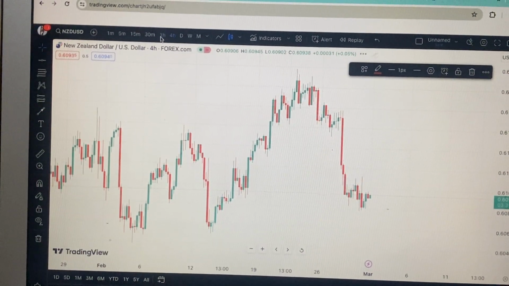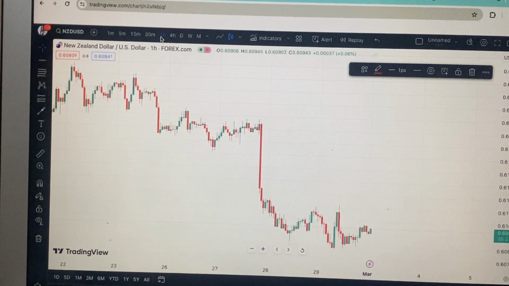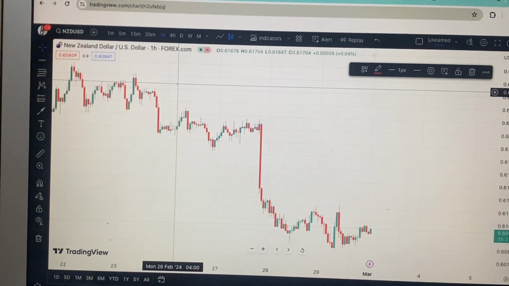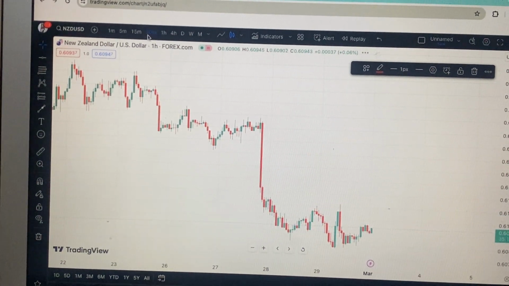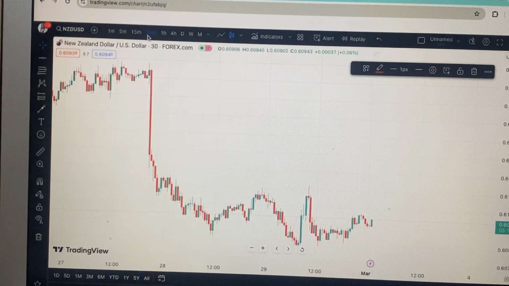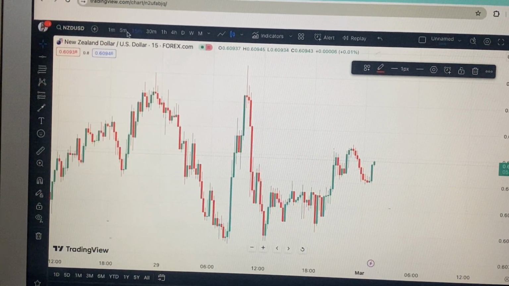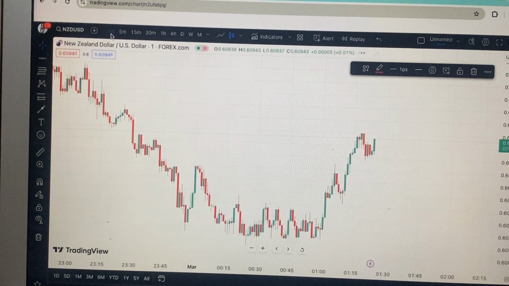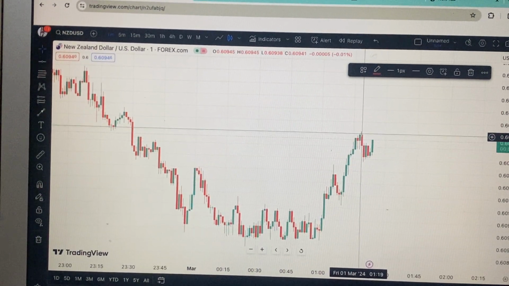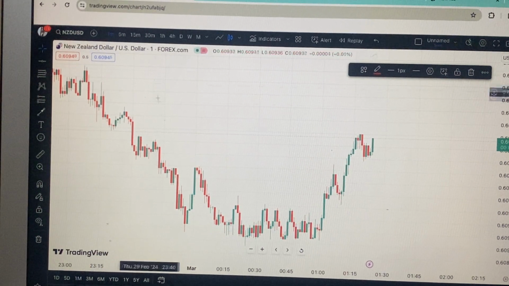Then we have 1 hour. Each candle took 1 hour to form. One candle, 1 hour, one candle, 1 hour. We have the 30 minutes. Each candle took 30 minutes to form. We have 15 minutes. We have 5 minutes, and we have 1 minute. So it took this market 1 minute to form, 5 minutes to form.